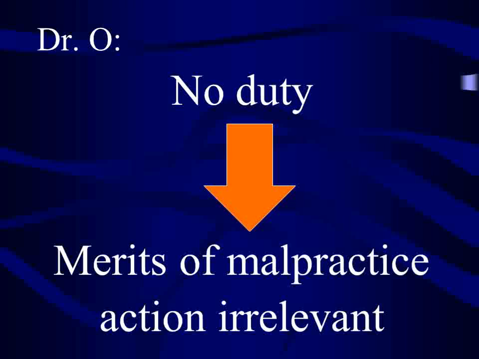None of this, the defendant argues, none of this matters, even if it's all true, because the doctor says, I didn't owe her a duty. I wasn't in a treatment relationship with her. Therefore, I didn't owe her a duty. Therefore, the merits of your malpractice action, of which there are none, he would say, but even if there are any merits to your malpractice action, they're irrelevant because I didn't owe a duty, and that's an essential element of the tort claim.